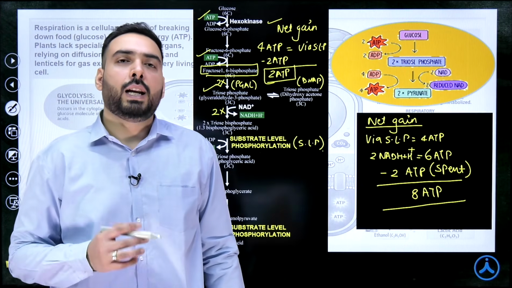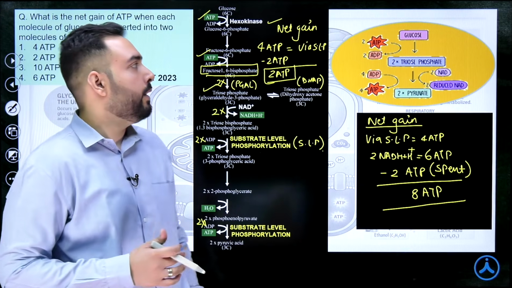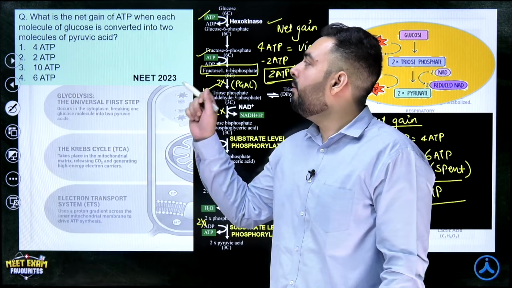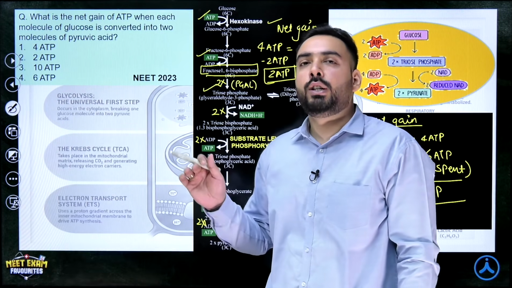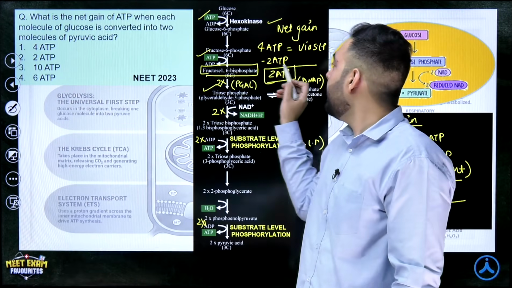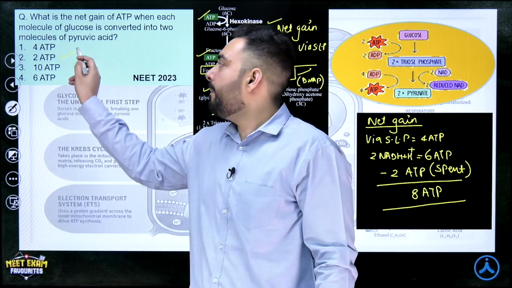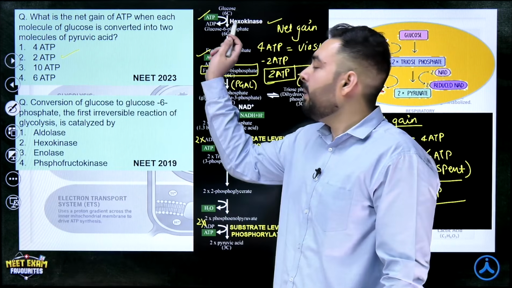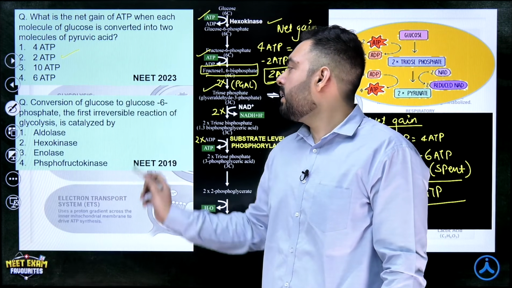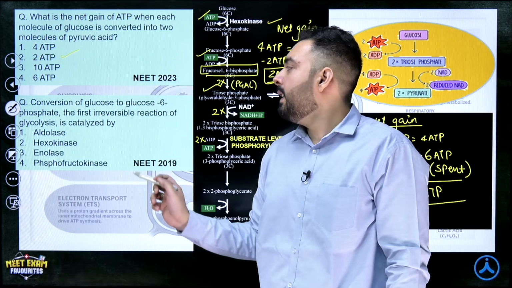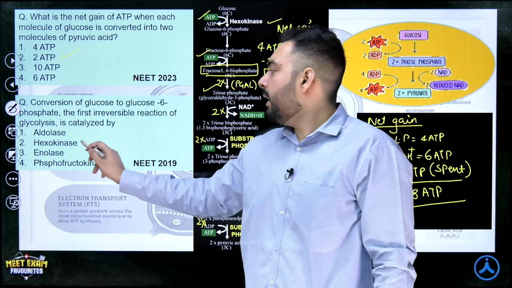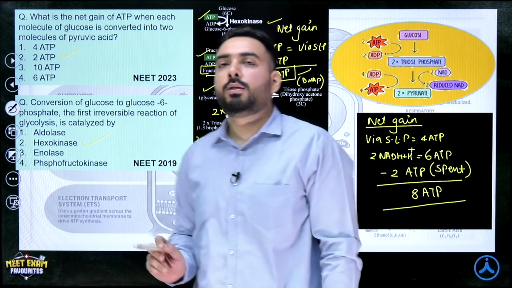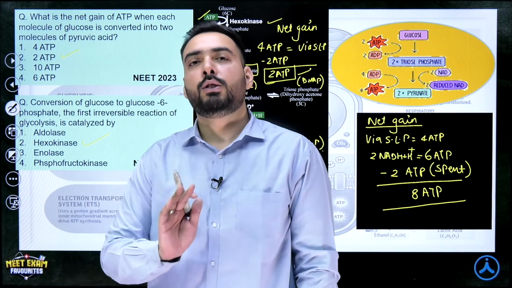Right, so this is about glycolysis. Now let's see some of the MCQs. The first MCQ is, what is the net gain of ATP when each molecule of glucose is converted into 2 molecules of pyruvic acid? We know the net gain, as we can see here, is 2 ATP. The next MCQ is, the conversion of glucose to glucose 6-phosphate, the first irreversible reaction of glycolysis, is catalyzed by which enzyme? The enzyme that we know is hexokinase. Moving on to the next pathway, we are focusing on aerobic respiration.